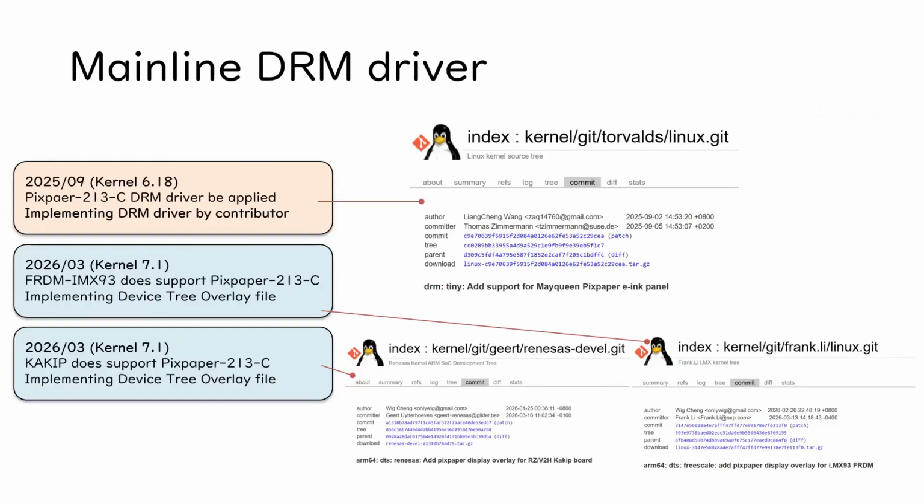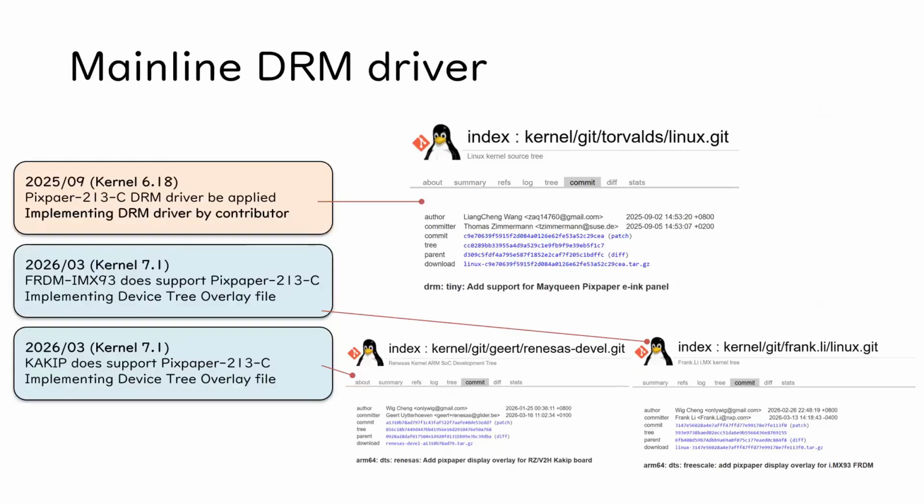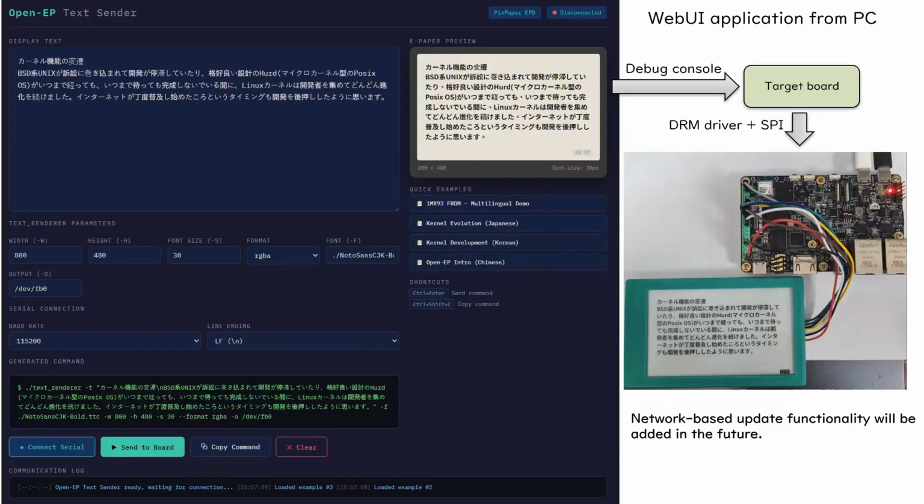Not only the DRM driver, we also support and submit the device tree overlay to support the NXP FRDM i.MX93 board and the KTP to the Linux kernel upstream. So you can just download from the Linux kernel mainline, maybe kernel 7.1, and you can use our ePaper module directly. Very common.